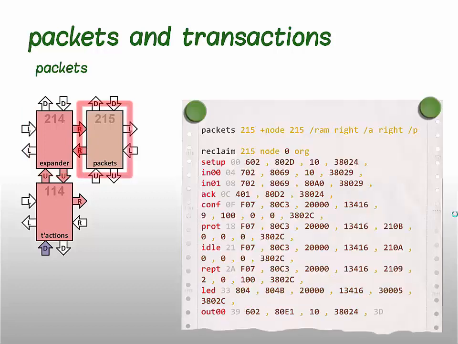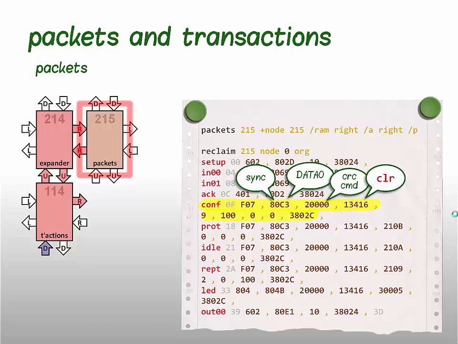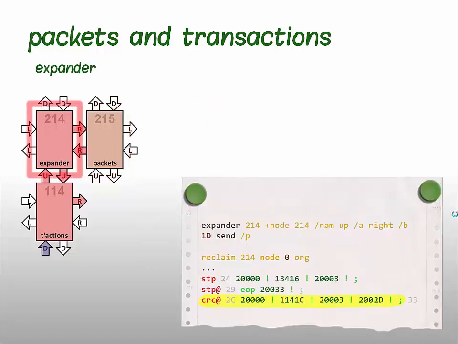Another example is conf data packet. It is sent to a device to set configuration. It is composed of a sync byte, data PID, a command to clear CRC calculator, then there are 8 bytes of payload, and finally a command CRC fetch. This is again a word in node 214 which requests the CRC calculator to send 16 CRC bits out.